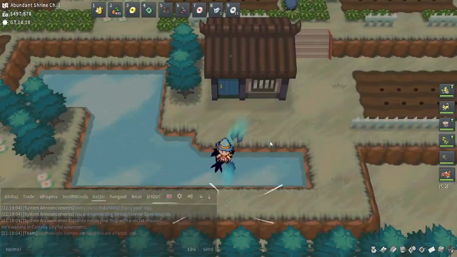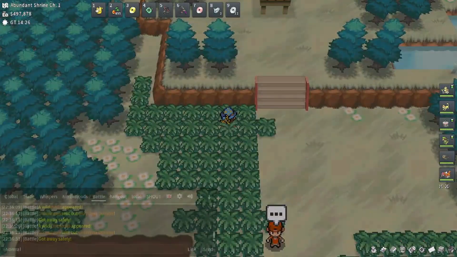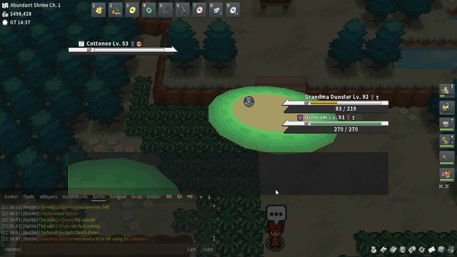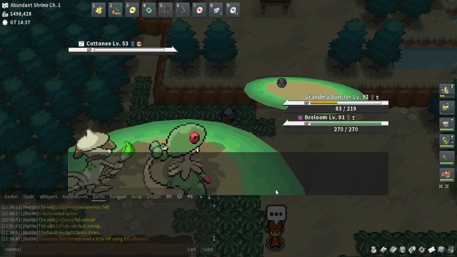Alrighty, many PokeMMO players ask how to get Tailwind on their Cottonee. The answer is not as straightforward as people might think. My name is Gixmergen, let's get into this.